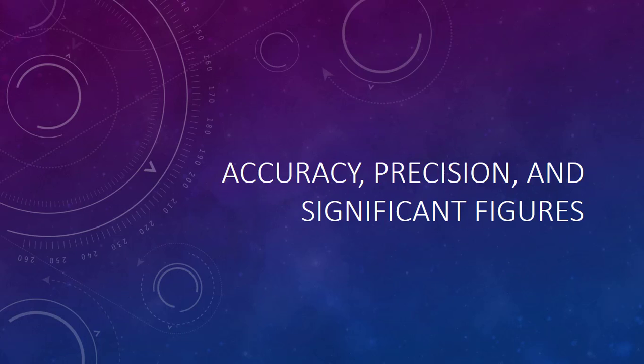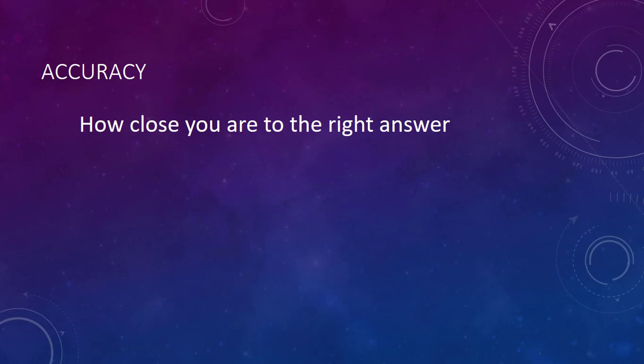We've been throwing around some words here that we really need to define a little bit better. Accuracy and precision are two terms that are often used interchangeably, but are really two different things. Accuracy is the term we use when we're talking about how close you are to the correct answer.